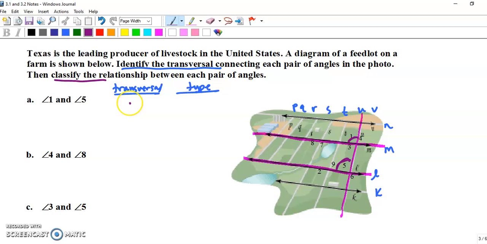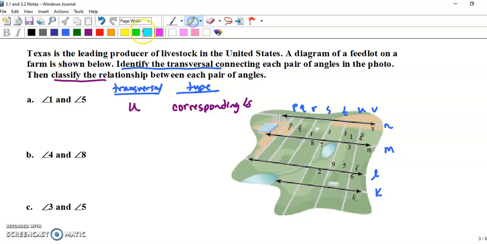Well, U is the transversal. U is the line that crosses the other two of the ones that are highlighted. They're on the same side, but they're also both above, so that's corresponding. Okay, so we just do the same thing depending on which lines we're looking at.